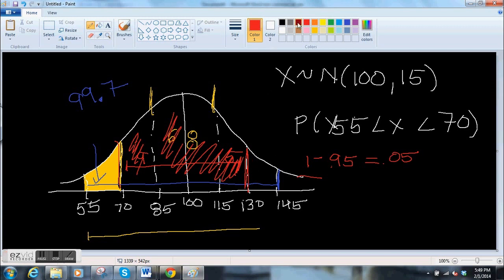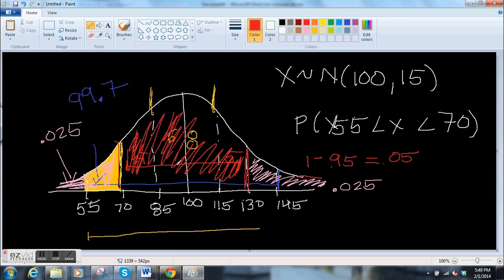That means this tail here, boy, I'm gonna run out of colors. Pink. This tail is half of 0.05, which is 0.025. And this whole tail is also 0.025. Let me go over that again. The middle area here in red is 2 standard deviations, so that's 0.95. The pink areas have to be what's left over. I took 95 out in the middle. That left 5% for both sides, so there's 0.025 on either side.